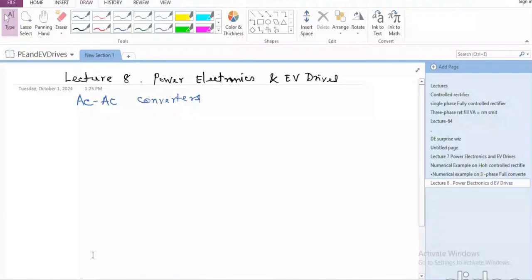Good afternoon. Here we are starting lecture 8 of Power Electronics and EV Drives course. In the last class, we completed rectifiers and we also worked out some numerical examples on battery charging technique using rectifier. So as I mentioned earlier, today we are going to start on AC to AC converters.